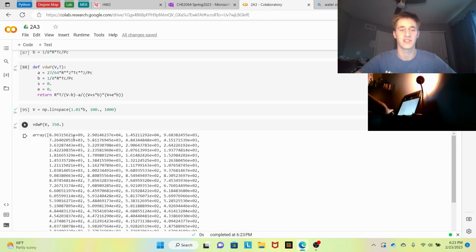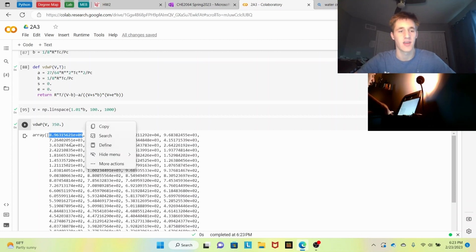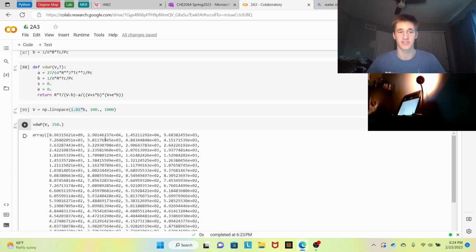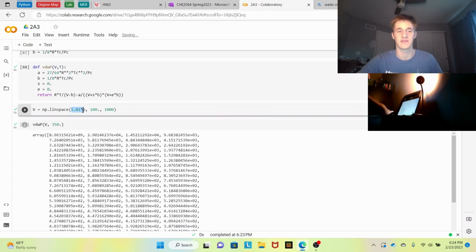We have positive pressures. You can see this one is a lot higher than the others. That's because of how little space there is, because it's only 1% more than B. It's not a lot of extra space because B is the space taken up by the particles. So there's not a lot of space for them to move around and everything. The pressure becomes very high.